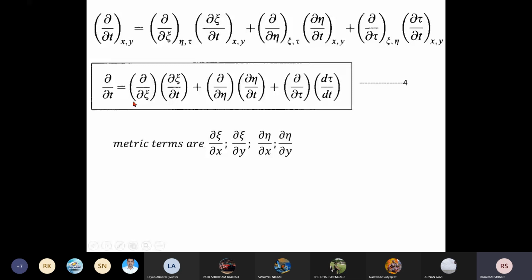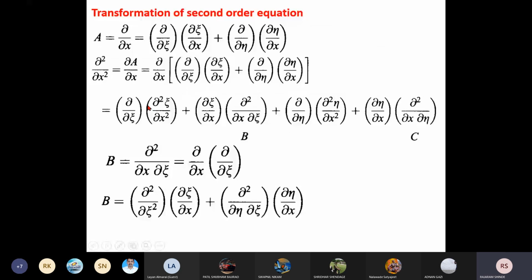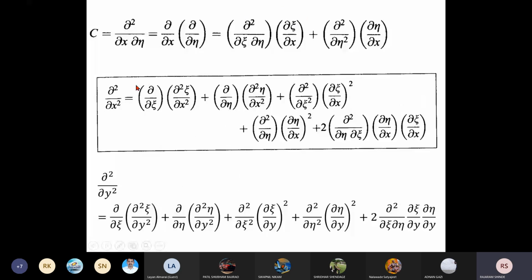After that we saw the second order differential equation. I have already shown you how we can transform this second order derivative term from the physical plane to the computational plane. Next, you see here, this is the complete transformation of the second derivative of the flow variable from the physical domain to the computational domain. This is with respect to x, here it is with respect to y.